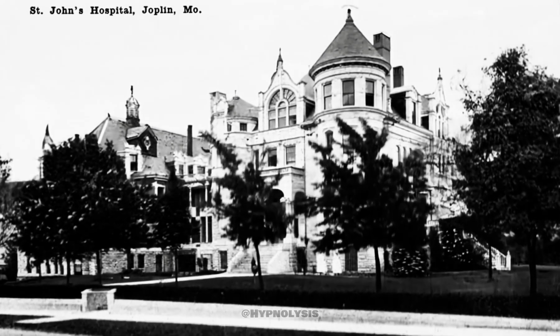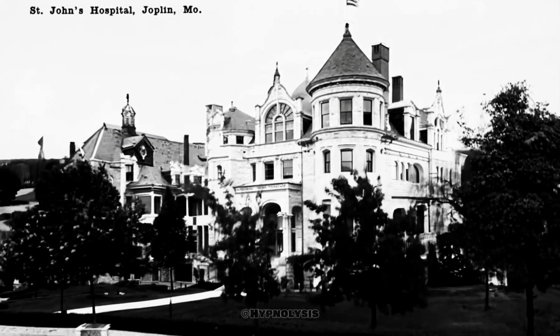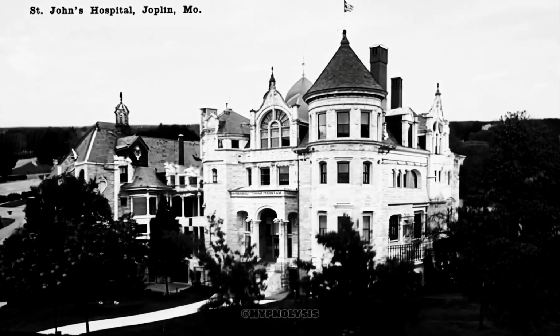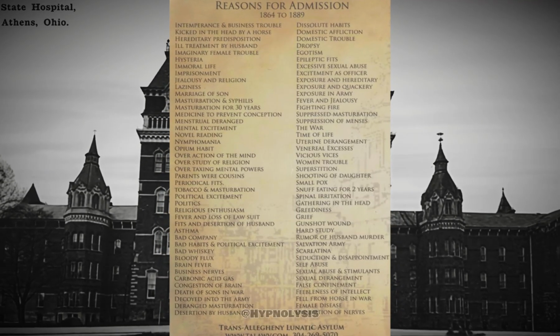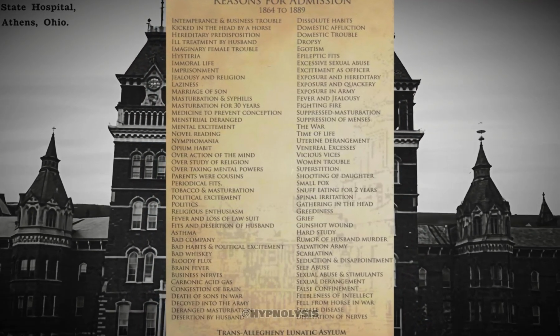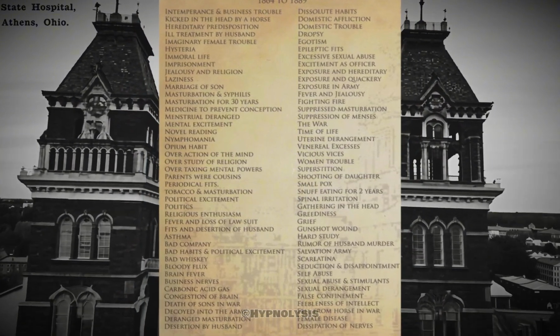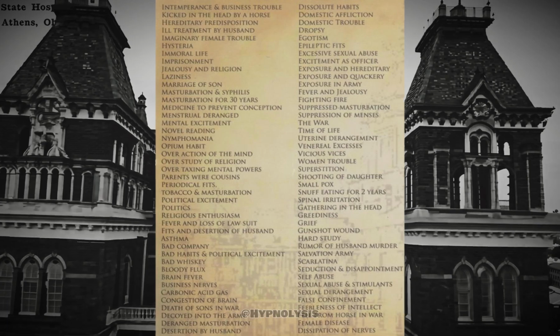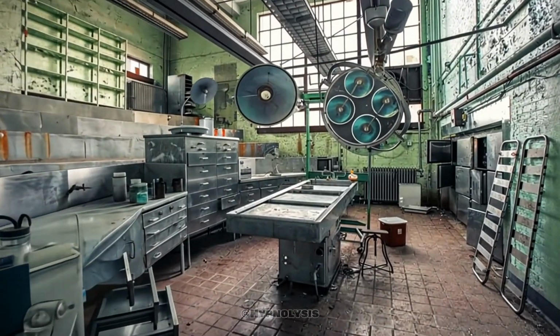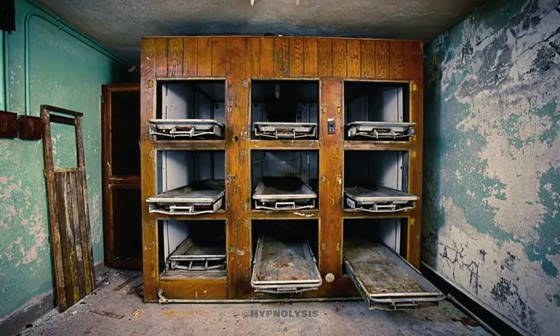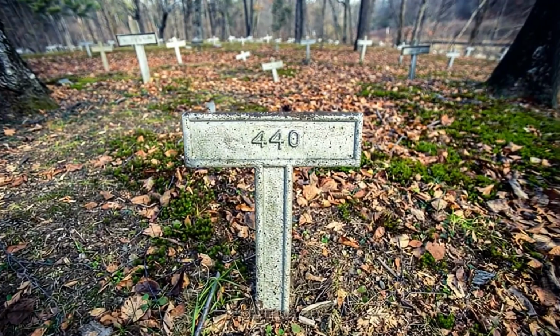The criteria for admission were so vague that almost anyone could qualify for confinement. Reasons ranged from political beliefs and religious views to immorality, depression, bad habits, quackery, or even gathering in the head. Many who entered these places never regained their freedom, further blurring the line between asylum and prison.